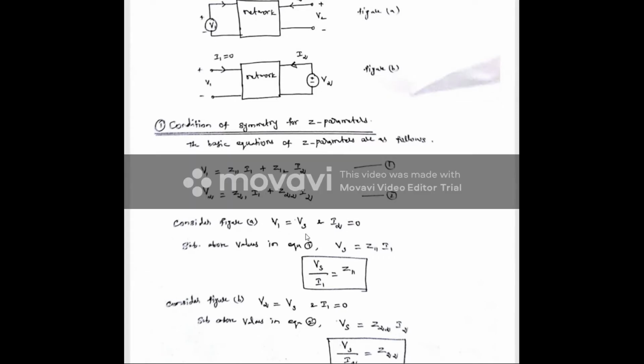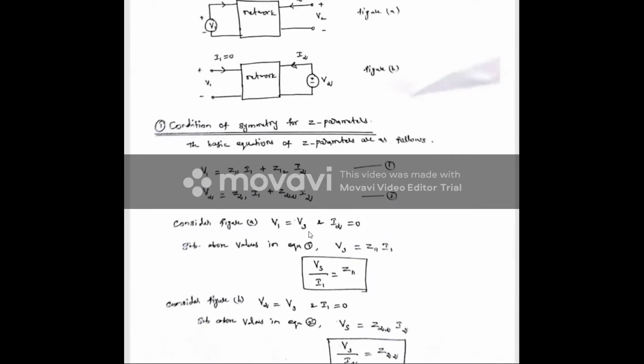First one, consider figure A. What is figure A? In figure A, the voltage V1 we are applying. Consider the voltage V1 applied is the source voltage Vs, and we are making the output port open circuited. So what is the output current? Output current is 0. So V1 equal to Vs and I2 equal to 0. This is the condition for the first figure.